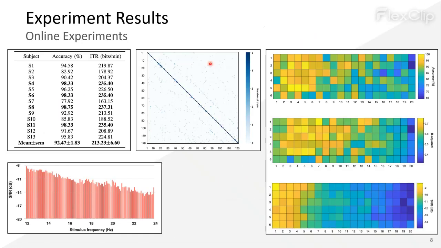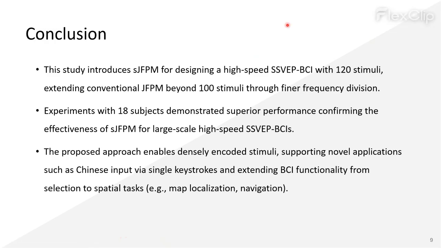The online results show good performance, with 92 mean accuracy and 230 mean ITR. In the confusion matrix, you can see a clear diagonal, corresponding to the high accuracy results. The figure on the right side shows consistency between the accuracy and R-square results. And the figures below illustrate a decrease in SNR with increasing stimulus frequency, corresponding to a higher error rate in the right side region. Lastly, we conclude this research with 3 contributions.